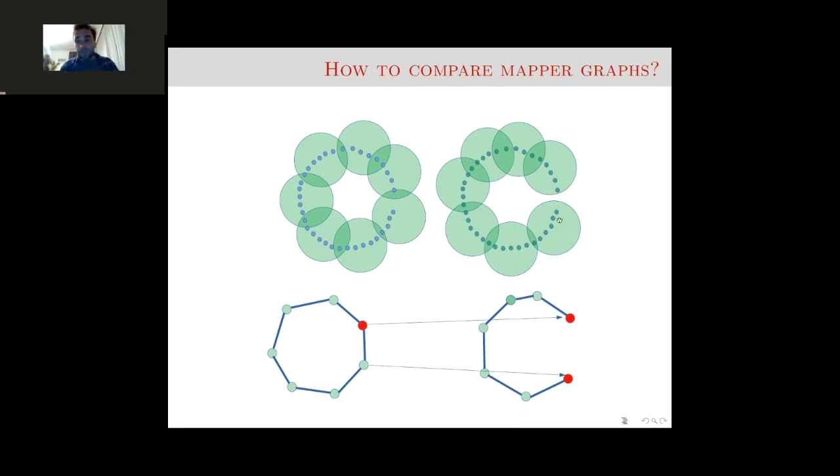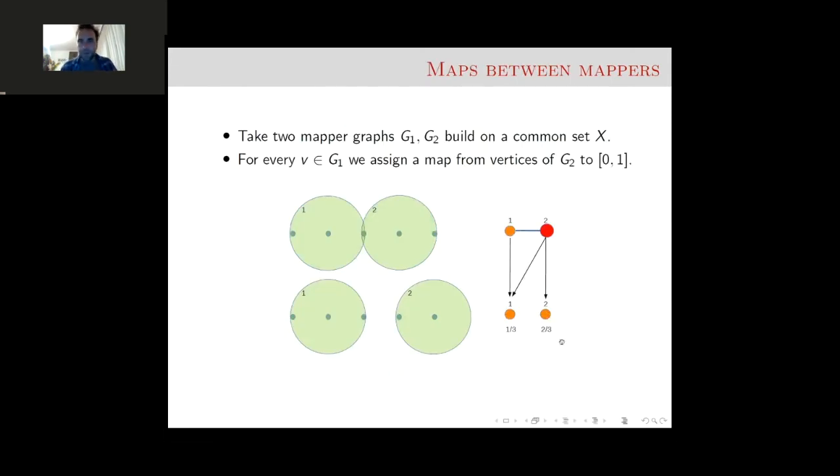What makes those two graphs different is that the points which are close in this graph are far away in the other graph. So it means that there is really some lack of continuity over there. That's the main idea I want to utilize over here. So I want to take two Mapper graphs in general, G1, G2. They're constructed on the same set X.